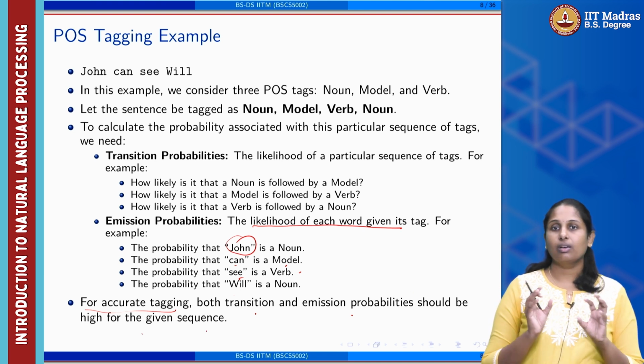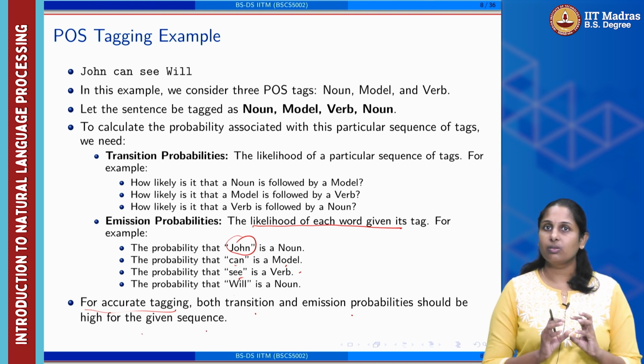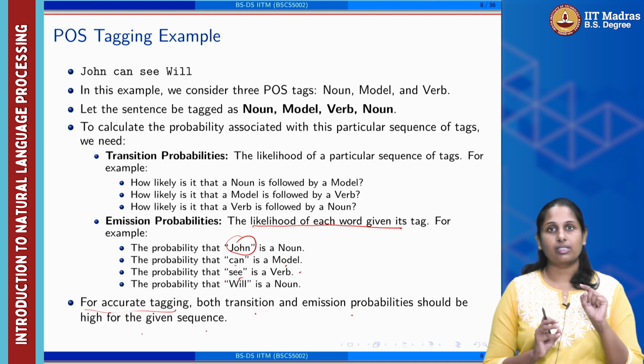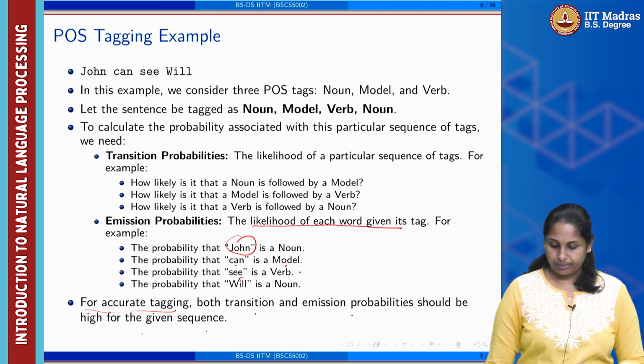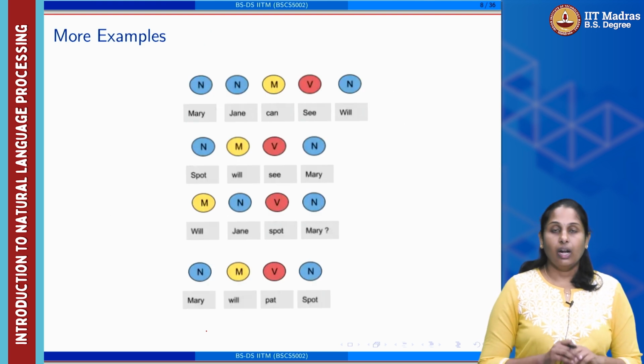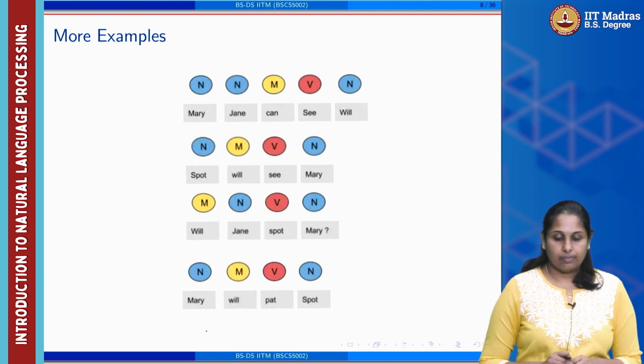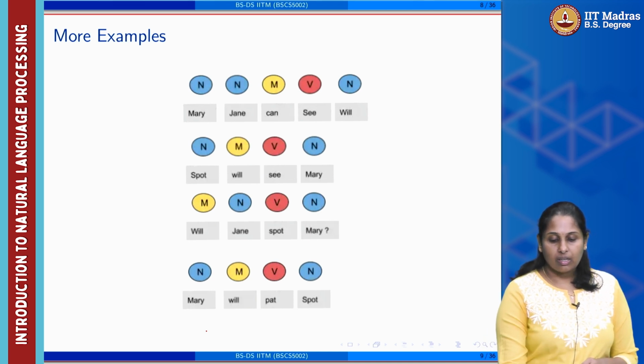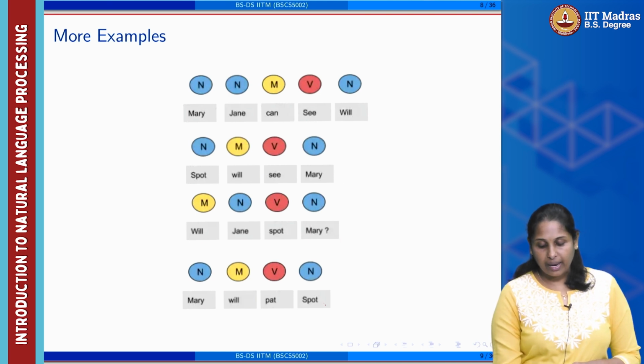So both the probabilities are being utilized when the HMM identifies a particular tag for the particular word. Now let's take multiple sentences. Mary Jane can see Will, Spot will see Mary, Will Jane spot Mary, Mary will pat Spot.